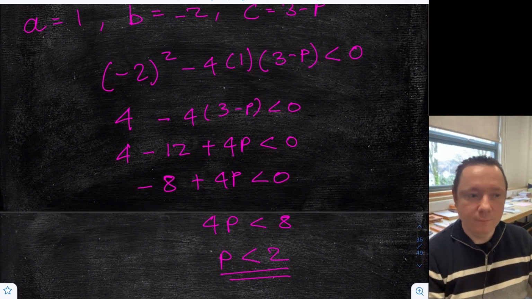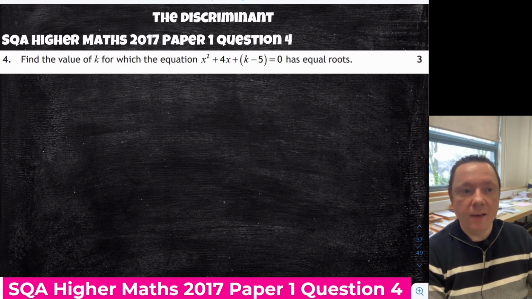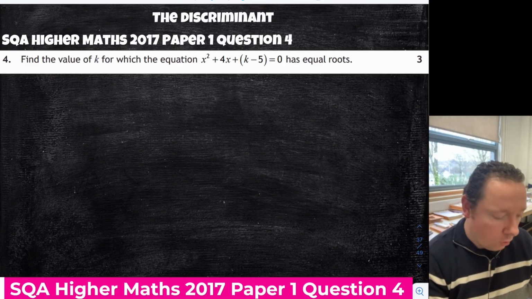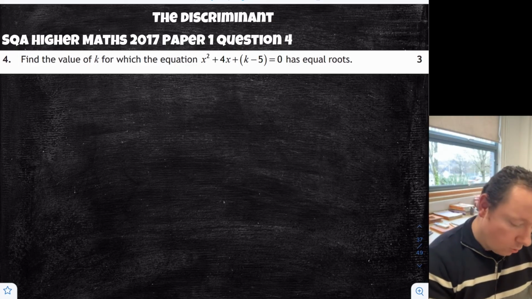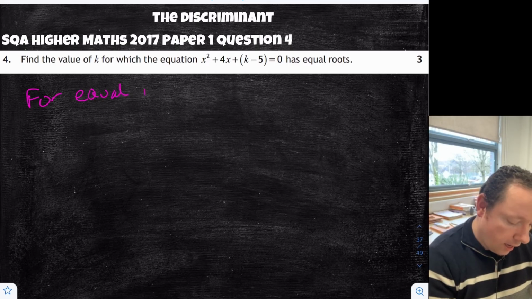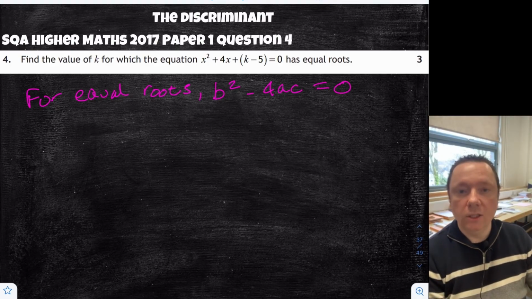And we're done there. Okay, the discriminant, SQA Higher Maths 2017, Paper 1, Question 4. Find the value of k for which the equation x squared plus 4x plus k minus 5 has equal roots. So for equal roots, we should know that b squared minus 4ac equals 0. So let's just use that.